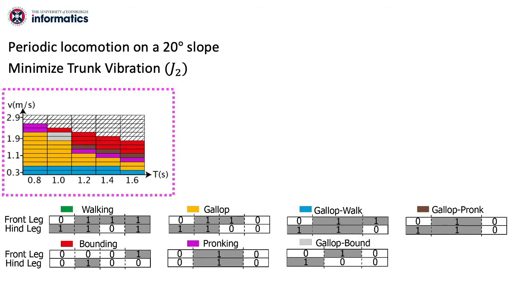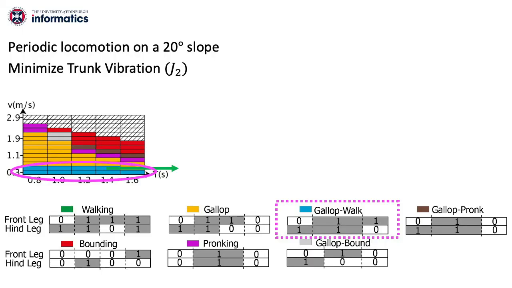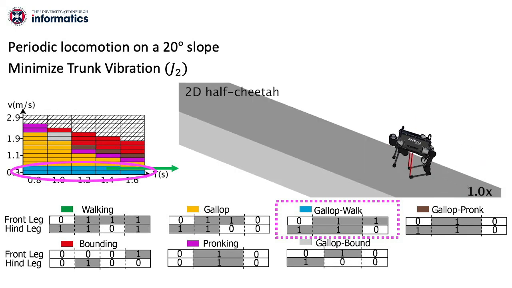Next, we explore the effect of changing terrain inclination to 20 degrees. Again, although the structural property is preserved, the region covered by each gait pattern has been mostly changed. For instance, same as the flat terrain case, at the low-speed regime, the model prefers the gallop-walk gait, as the video demonstrates.